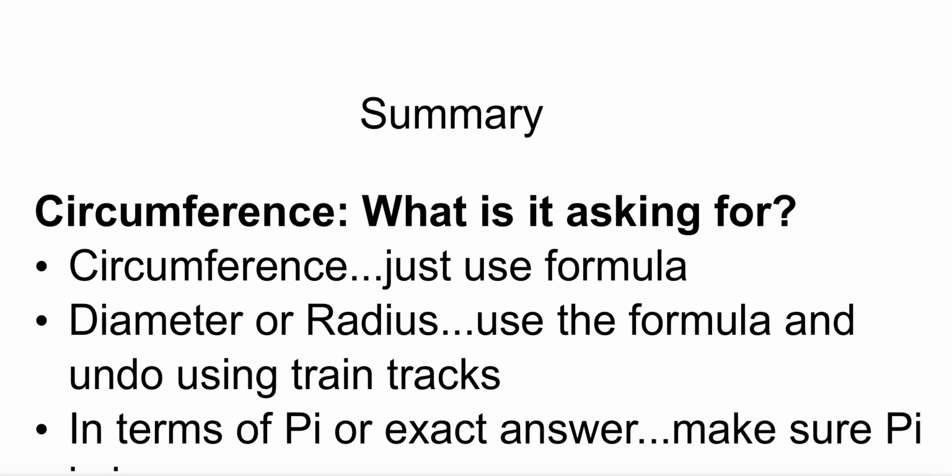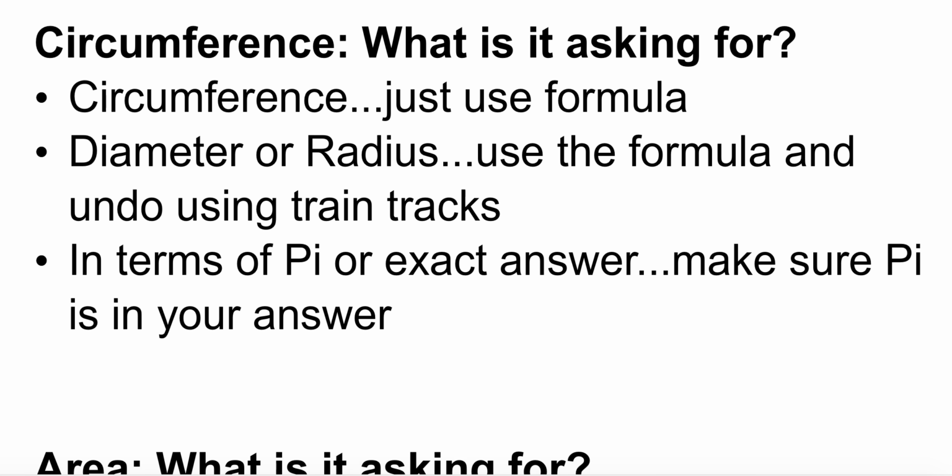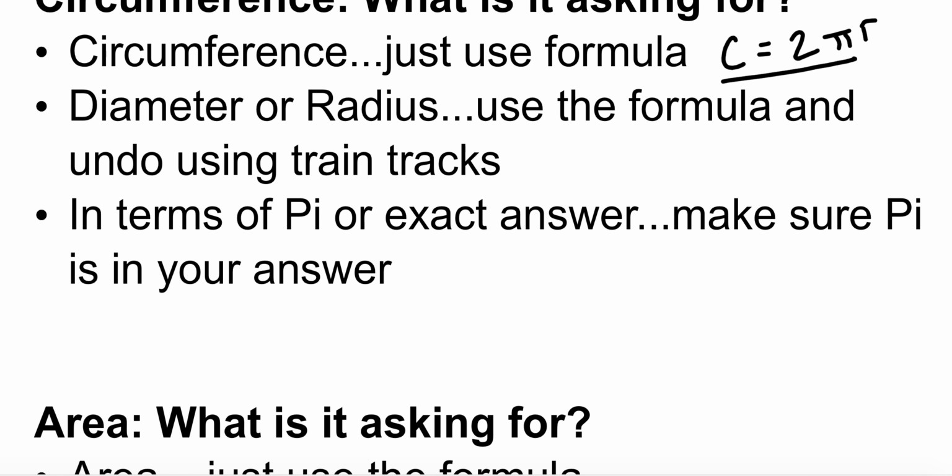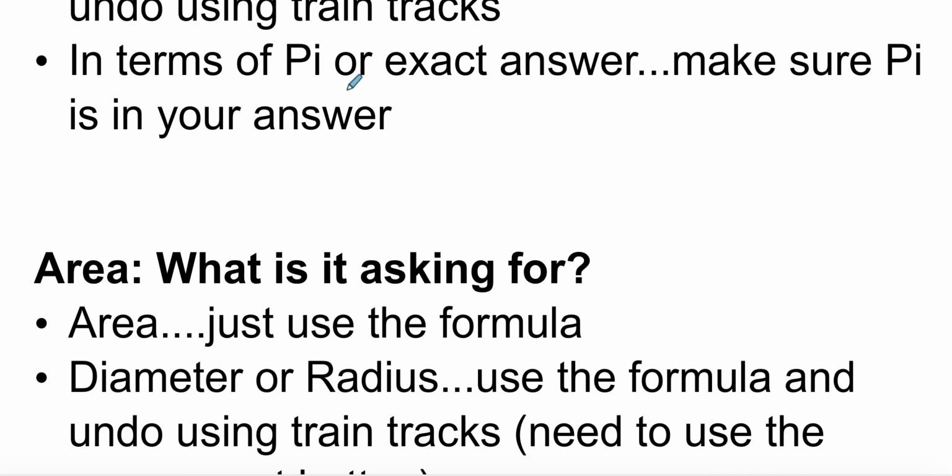All right, in summary, there's a lot here, so please pause as you go through, because I'm just going to read through them. When I'm asked for circumference, I need to know that I can just use the formula, and that the formula equals 2 pi r, or diameter times pi. I need to know that if I have to find the diameter or the radius, I'm going to need to use the railroad tracks and undo the formula for 2 pi r. I know that if it wants it in terms of pi, I better have pi in my answer. Not the word pi, but the symbol pi. If it says to solve in terms of pi, I better have that symbol.